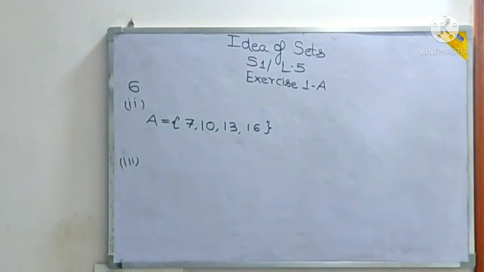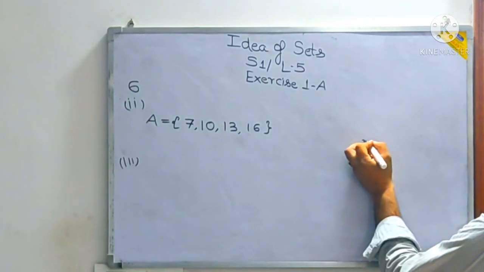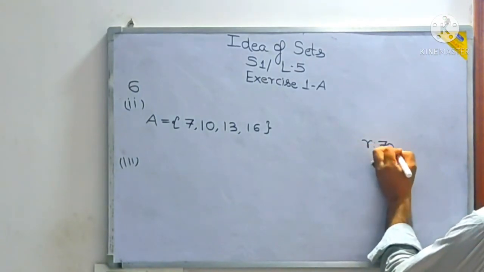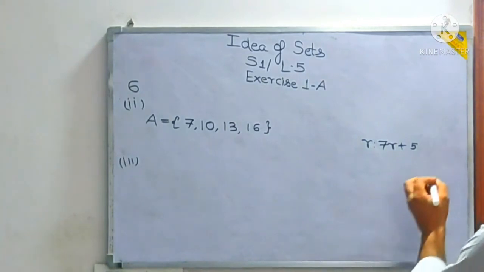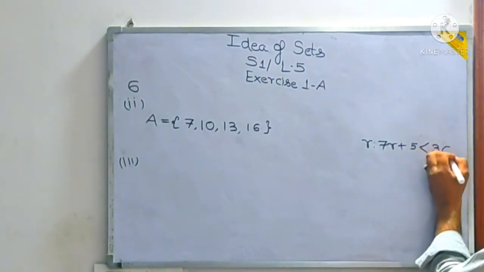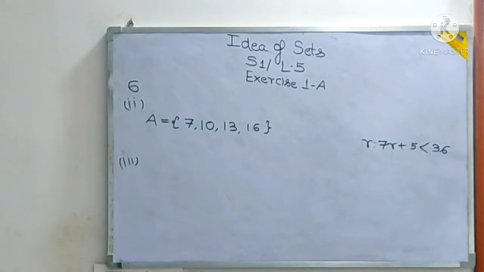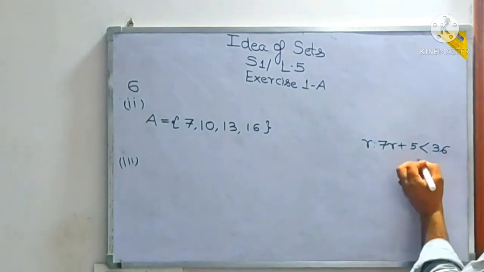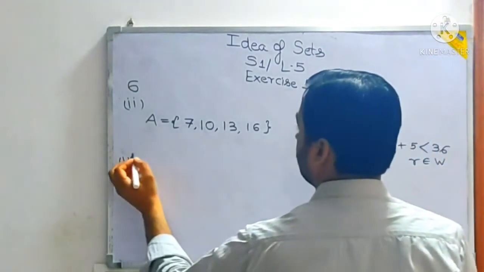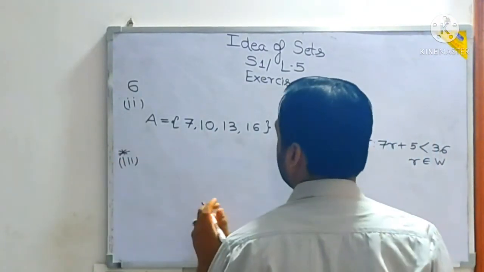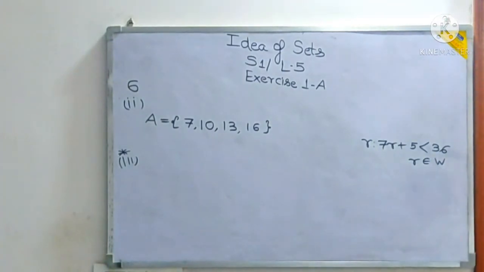Second part says R such that 7R plus 5 is less than 36. R such that 7R plus 5 is less than 36 and R is an element of whole numbers. Now see children, whenever this type of question comes, this is I would say a different question. I think it is the first of its type that you are getting here. Okay.